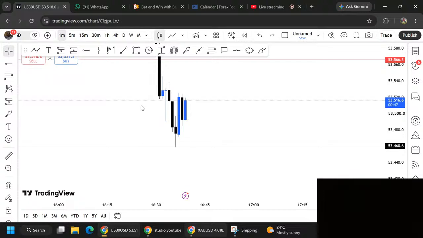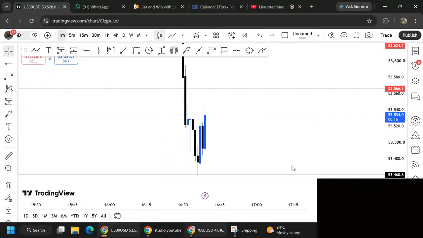Okay, let's wait for another possible entry. If it gives us a very good push, I'm going to add more positions. I'm still waiting for that volume. I've not seen that volume yet. Yes, something like that. If it closes like that, I'm adding more positions.